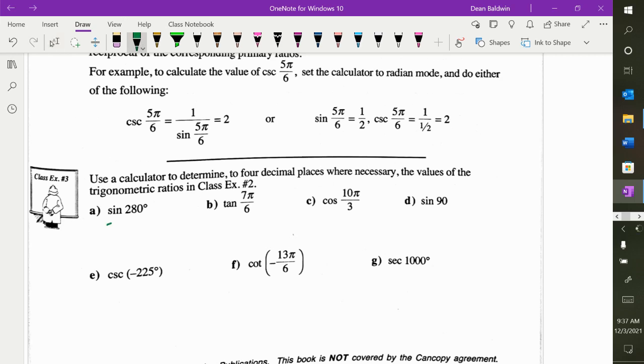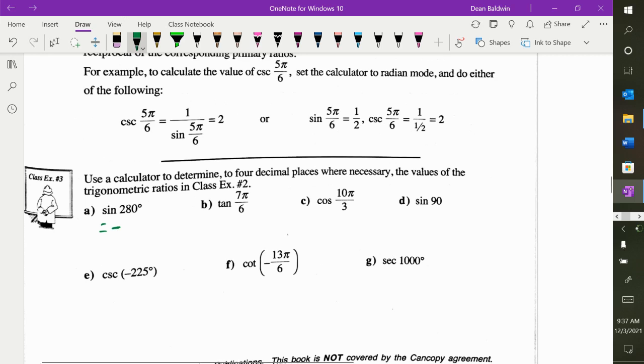All right. Sine 280, is that degrees or rads? Degrees, because it's got the degree symbol. What is sine 280? I actually want the decimal this time. Negative 0.9848. They want us to go to 4 decimals. I don't really care.